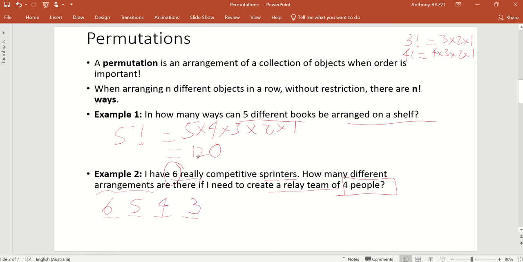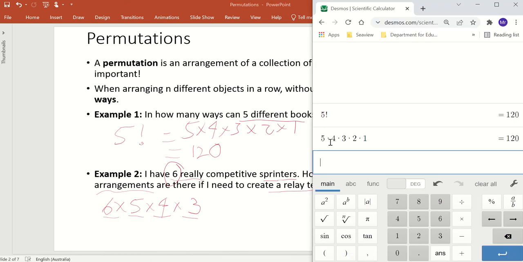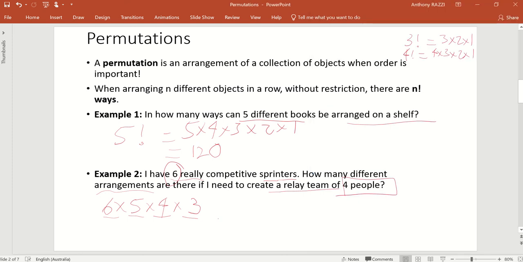Now to figure out the number of permutations, we need to multiply these numbers together. So 6 times 5 times 4 times 3. And that's going to give us our answer. So there's 360 different ways we could arrange those sprinters.